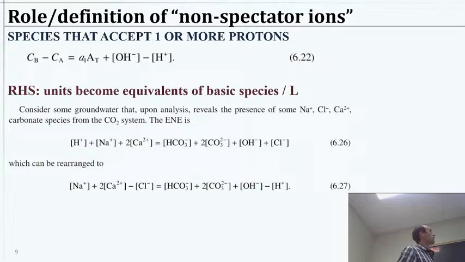So everything on the right accepts 1 or more protons. Everything on the left is just hanging out. And its charge equivalents per liter is our units. So on the right, we can say that's equivalents of basic species per liter if we sum all that together.